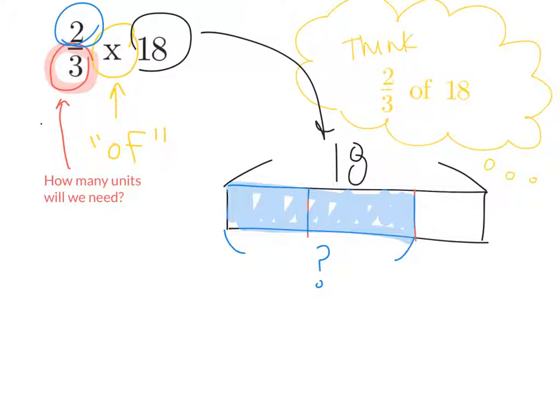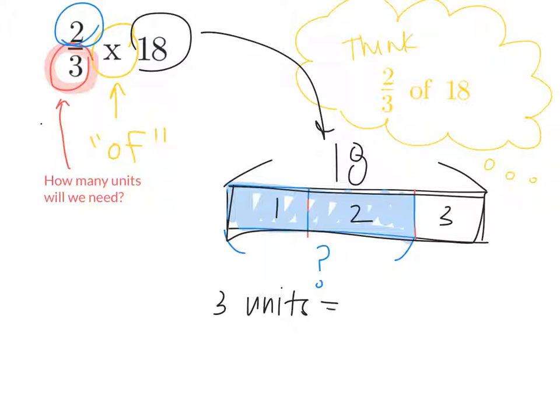Okay? Then we need to write the stuff about the units. How many units do we have all together in this 18? 3, right? 1, 2, 3. So we write 3 units equals 18. Okay, then we first need to find out how much 1 unit will be. Okay, so the whole thing is 18, and I just want to find out how much is in 1 unit. What do I need to do to 18? Divide it by 3. So it's going to be 18 divided by 3.